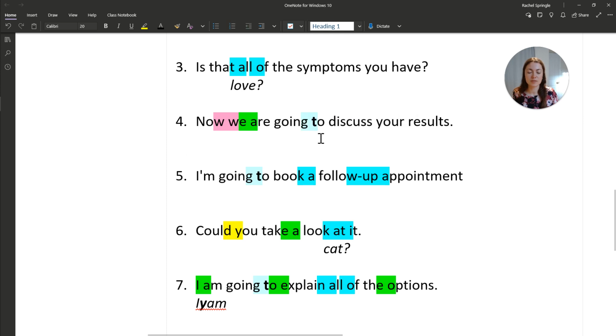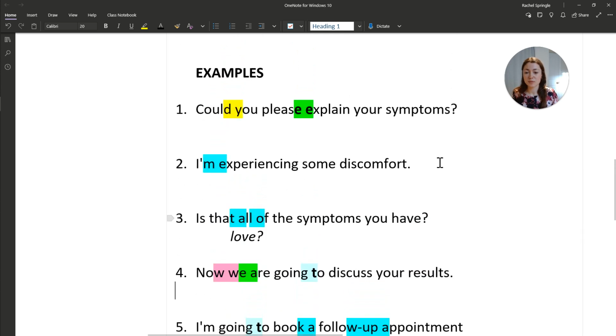Notice here we have a deletion of the G. We just hear the T. So one more time. Now we are going to discuss your results. You try that.